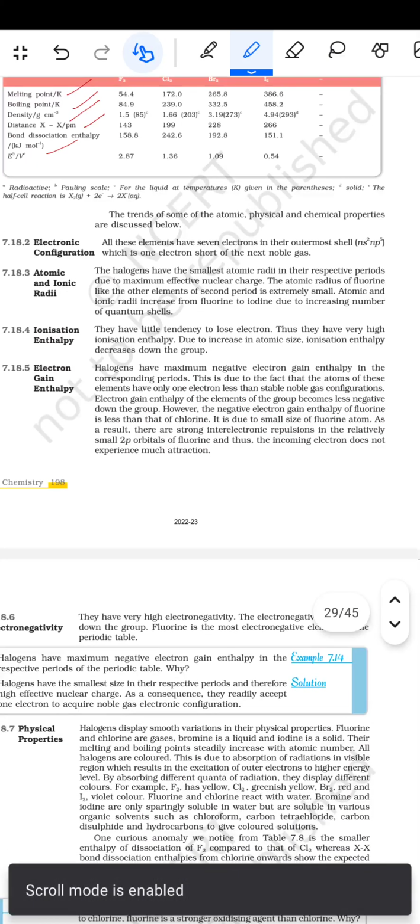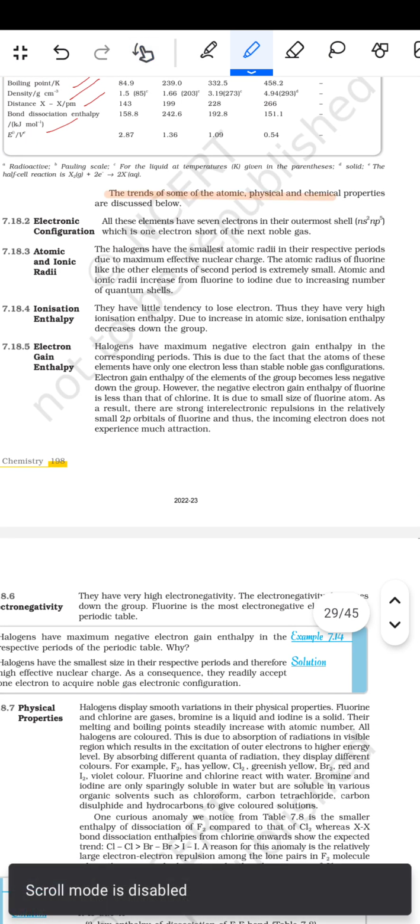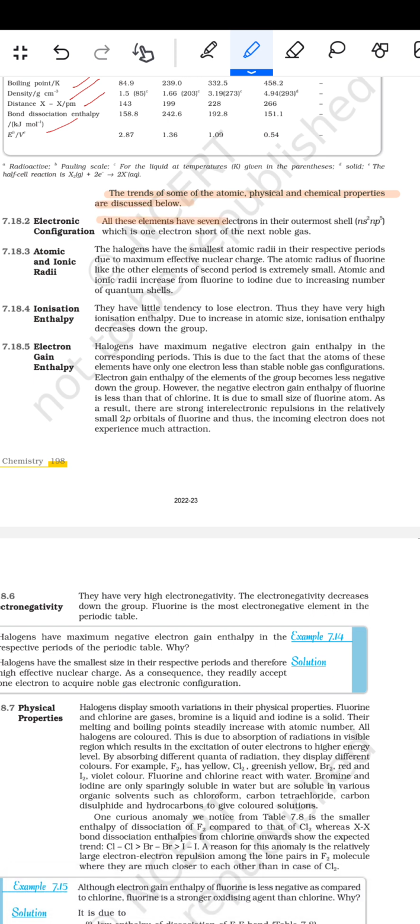The trends of the atomic, physical, and chemical properties are discussed below. Electronic configuration: all these elements have 7 electrons in the outermost shell, ns2 np5, which is 1 electron short of the next noble gas. Atomic and ionic radii.